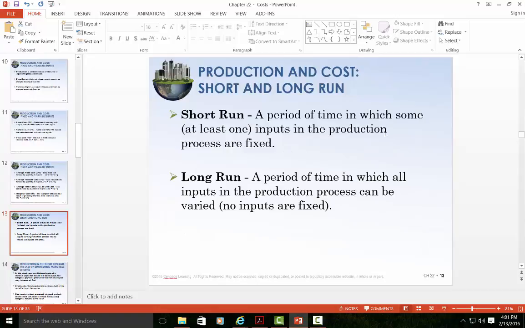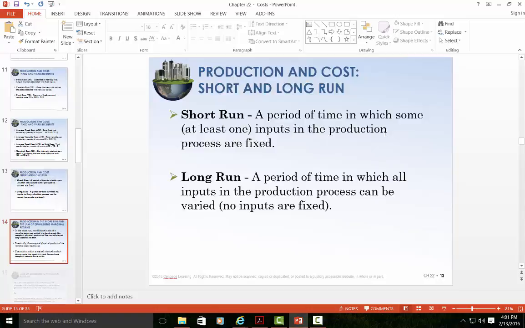Also, as part of our analysis, it's important to understand the short run from the long run. The short run is usually a period of within 1 year, and the long run is anything outside of 1 year, okay? All right, so let's keep going here.